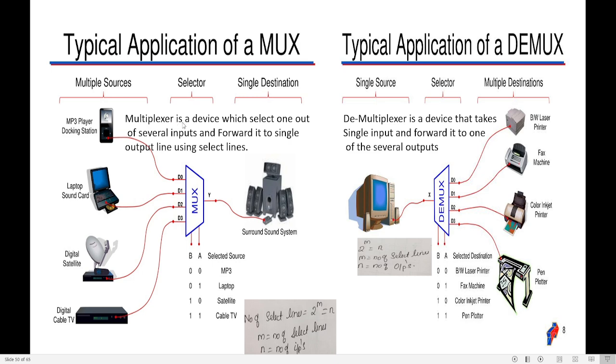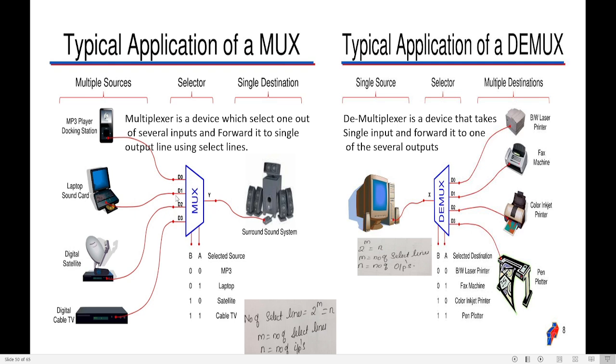The job of a multiplexer is to select one of several inputs. In this multiplexer you have 4 inputs. It selects one out of several inputs and forwards that selected input to the single output line. I repeat, a multiplexer is a device which selects a single input out of several inputs and forwards that selected input to the output.